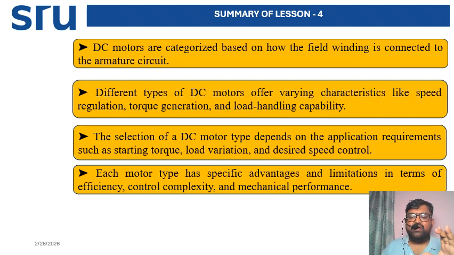Okay. Then second, the different types of DC motor offer various characteristics like speed regulation, torque regulation, and load handling capability. These things we will discuss in the characteristics. Third, the selection of the DC motor type depends on the application requirements such as starting torque, load variation, and desired speed. And each motor type has specific advantages and limitations in terms of efficiency, control complexity, and mechanical performance. Okay, these are the summaries of this lecture.